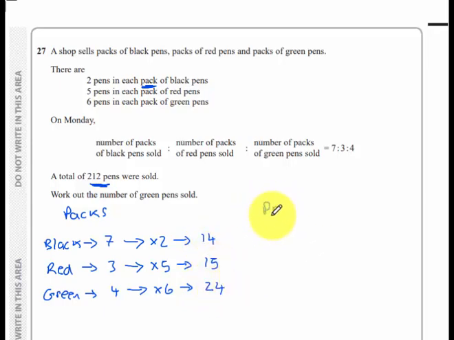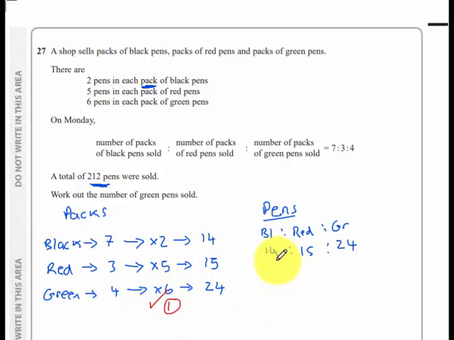So in terms of pens, which is what I'm interested in, black, red, green, the ratio is 14:15:24. During this process of working out the ratio of how many pens were sold, we've picked up our first mark.